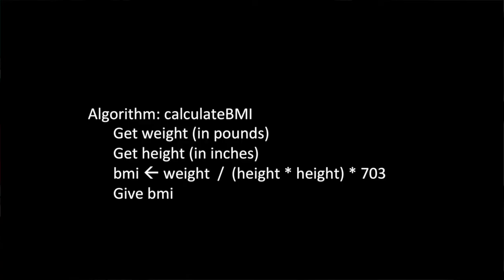For another example of an algorithm, let's go back to calculating body mass index. So here, if we're going to express it a little more formally, at least in pseudocode, we'd say we want to get the weight, which is going to be in pounds. We'll get the height in inches. And then, using the weight and the height, we'll calculate the body mass index, and then put that value in a place which we'll label BMI, where we can access it again. And finally, we'll take the value in that place called BMI, and we'll give that back as a result of calculating BMI.